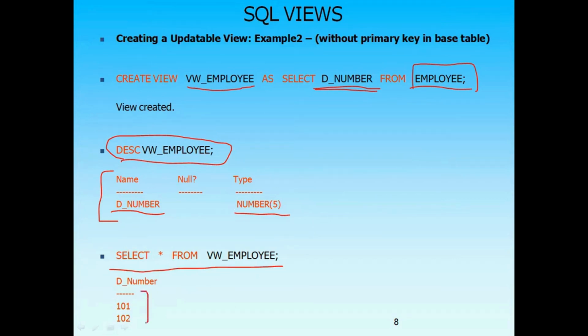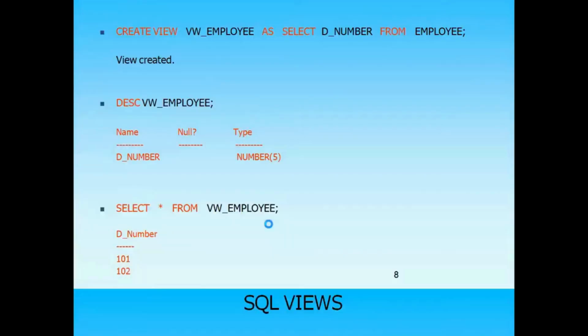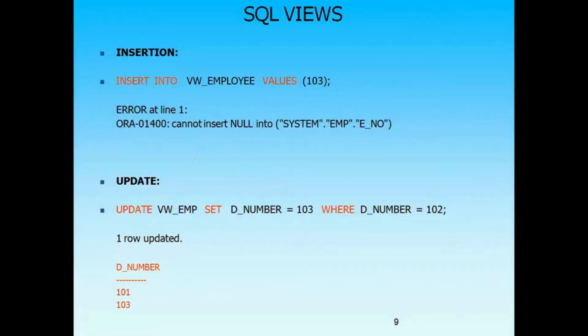So assume these are the two records in the base table and also in my view. These two records are selected in the view from the base table. Now we'll try to perform the insert, update, delete operation with this newly created view. So if you insert data here, insert into view employee values 103. Now what I am doing here is trying to insert a new record into the view.